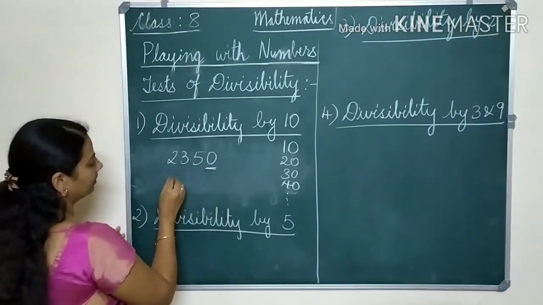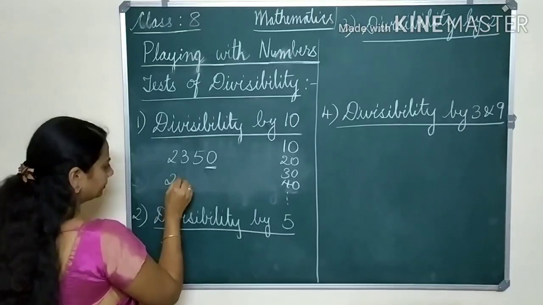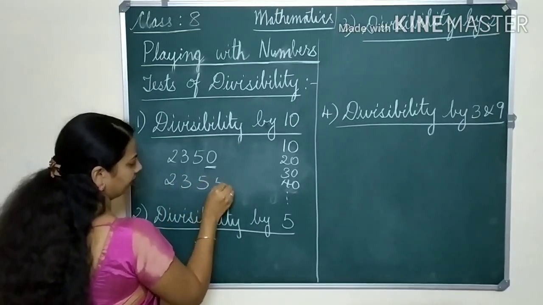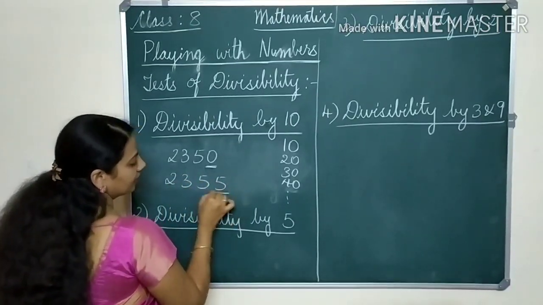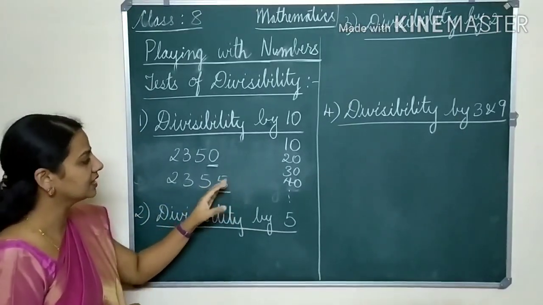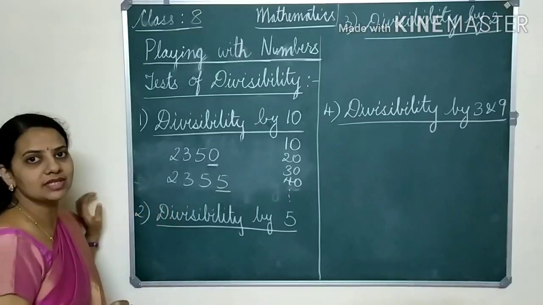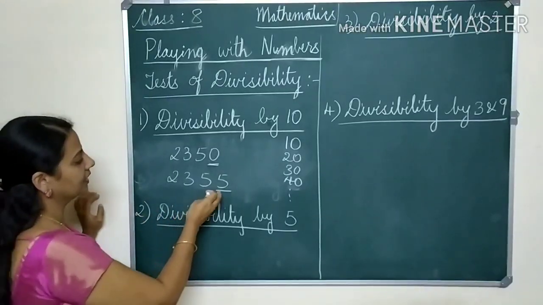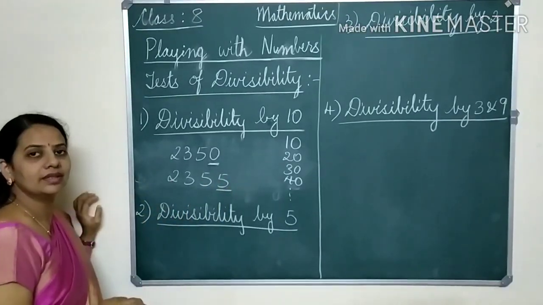So if it is some other number, say for example 2355, in this case the last digit is 5. 5 doesn't come in the multiples of 10. So we can say that this is not divisible by 10.